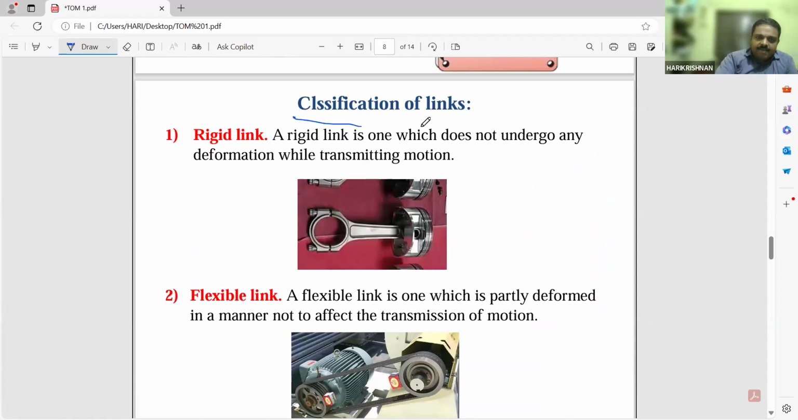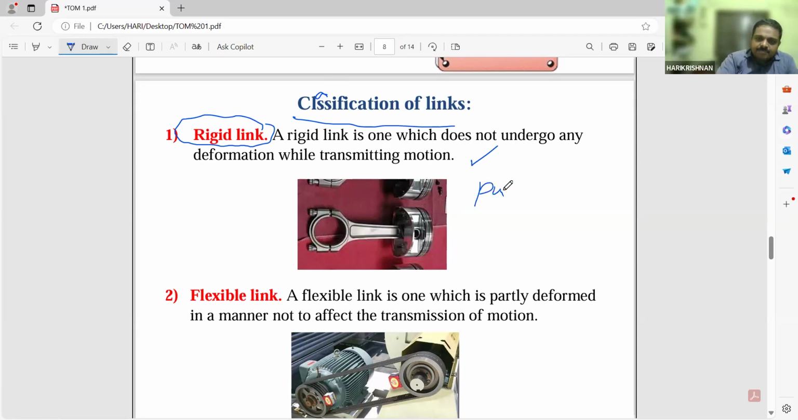Next is classification of link. The first one is rigid link. A rigid link is one which does not undergo any deformation while transmitting forces. That type of link is known as rigid link.